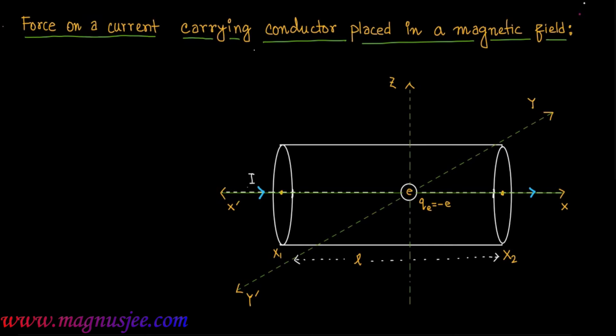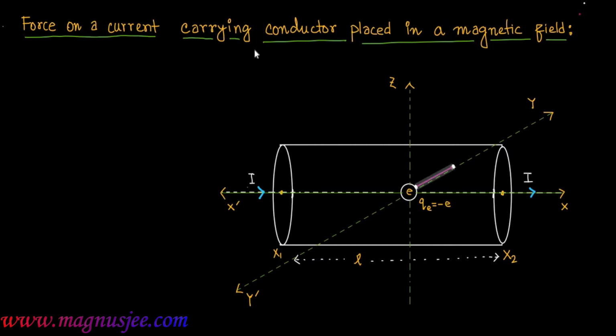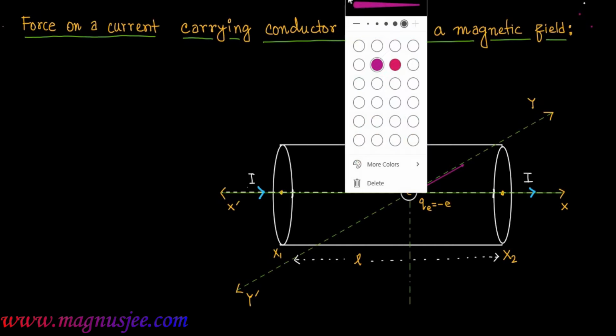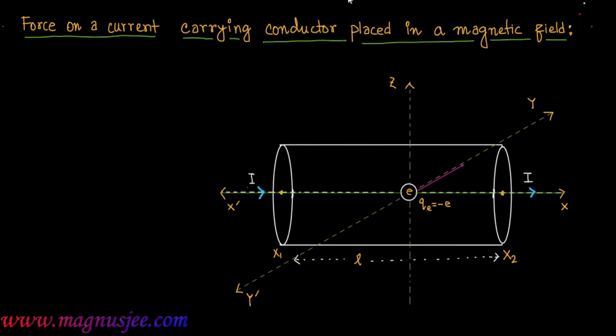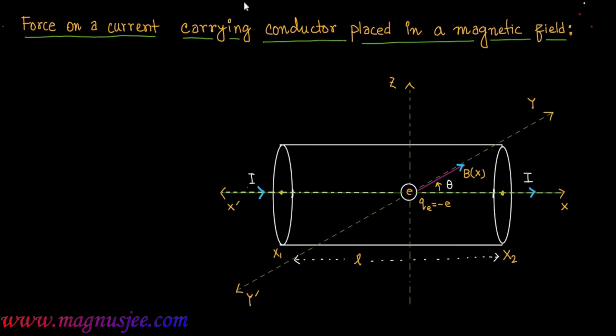Current I flows through this cylindrical wire X1, X2. This current I flows from the end X1 to X2. That means current flows towards right. And magnetic field induction B acts inwards. That is, this magnetic field B acts along Y axis as shown in the figure. This magnetic field induction B acts at an angle theta with the direction of flow of current I.